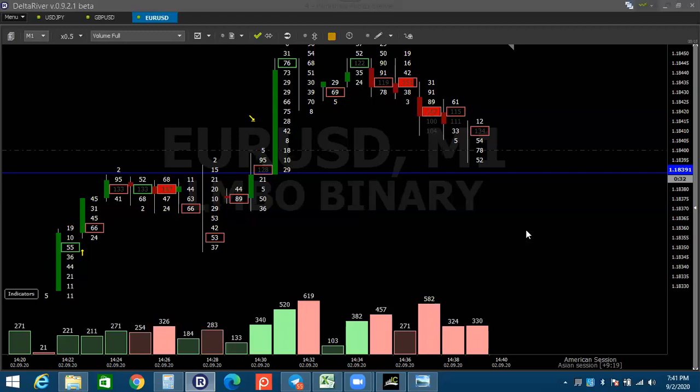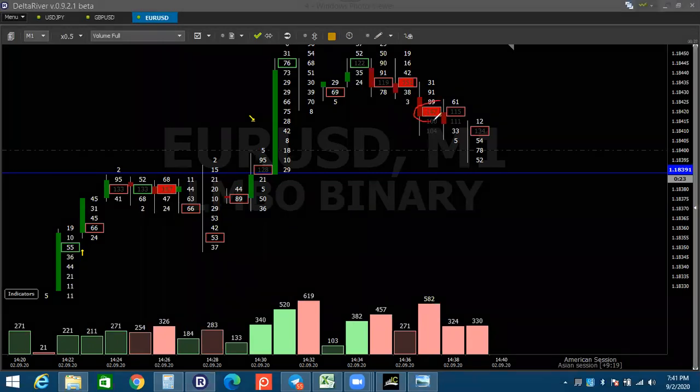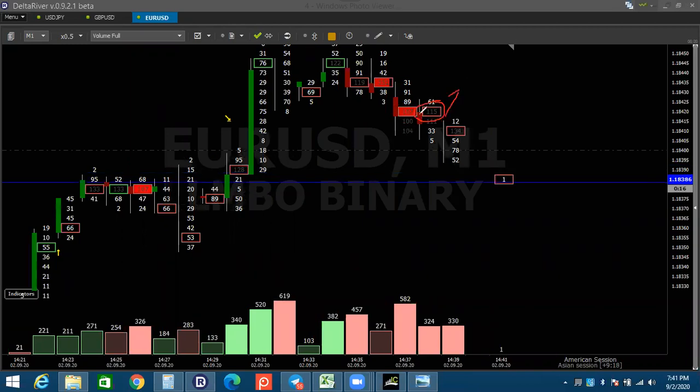Okay. So now, there are so many members using the delta river software. I know when they look at this type of stop volume on the candle, they are getting a call option here, but it's not a call option. It's a put option here.